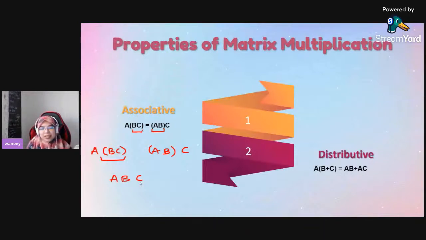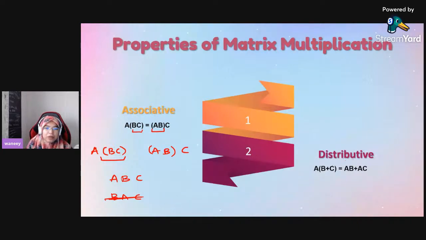A, B and C. So pastikan jangan ubah position jadi B, A, C lah. Yang ni tak boleh. Tukar posisi saja kita akan dapat matrix yang berbeza. So position dia sama, cuma kita nak tukar matrix. Nak kira yang mana dulu saja. Nak bubuh bracket kat mana lah kiranya.